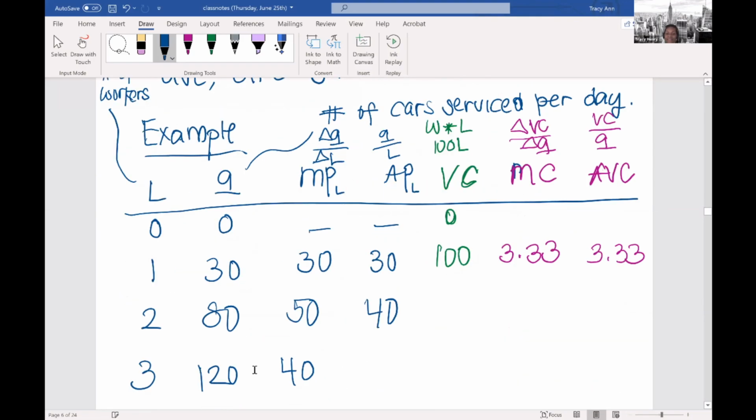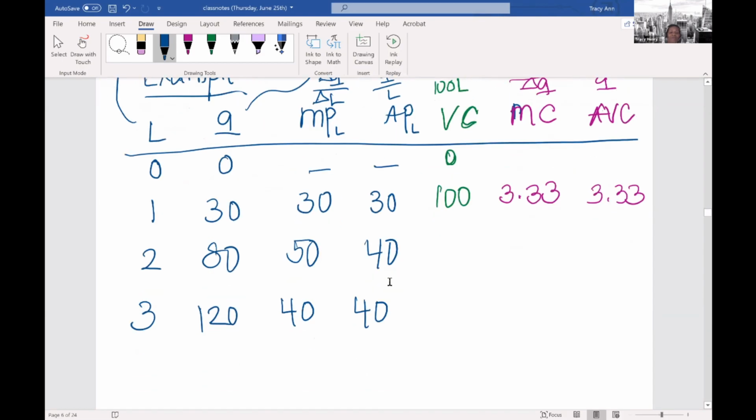So the third guy is bringing 40, right? Less than what the second guy brought. However, the average product is also 40. Let's do one more guy. I hire one more guy, guy number 4.